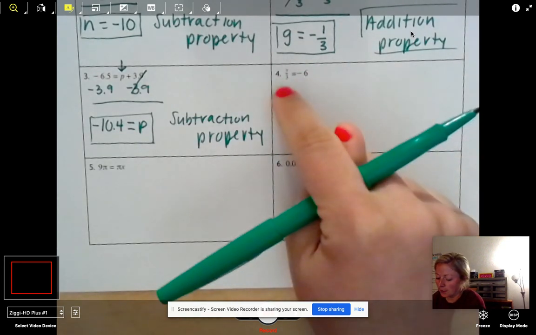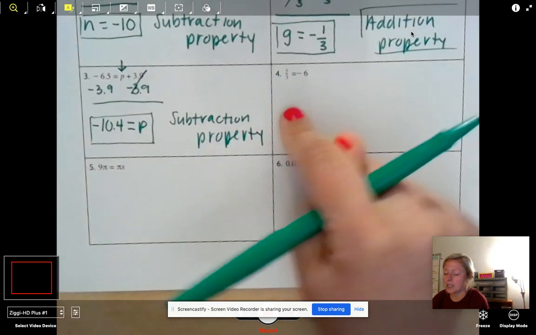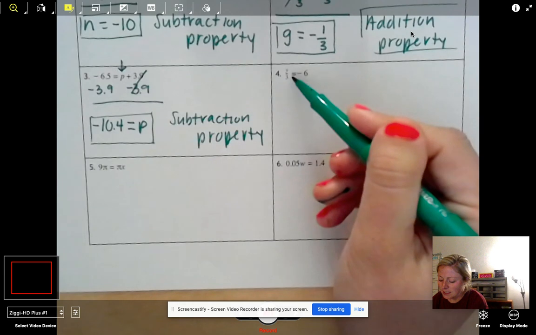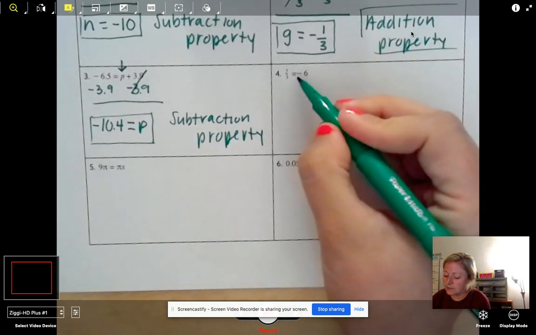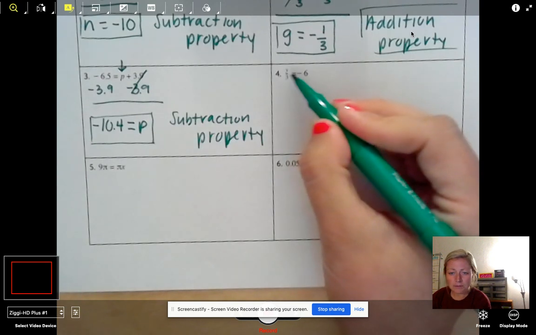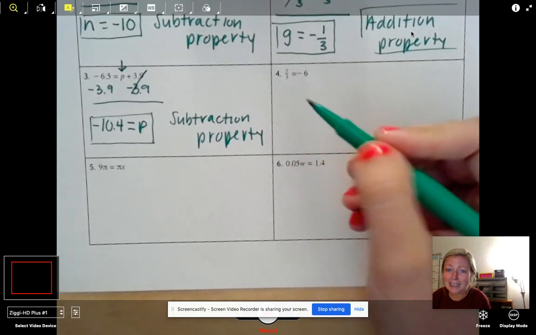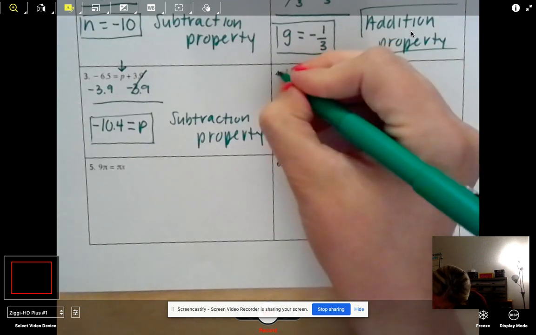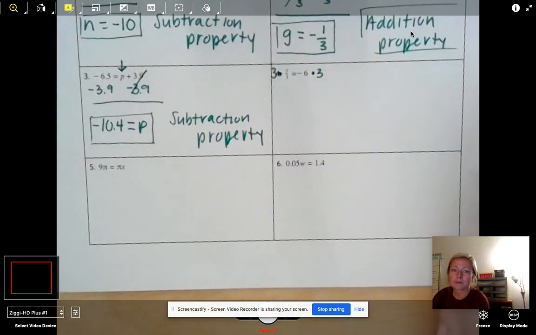Okay, number 4. This one says, I think it's a y. y over 3 equals negative 6. Now, a lot of times we kind of freak out because, how do you work with fractions, right? But don't fret. This fraction bar, spoiler, it really means to divide. So you're thinking, what's the opposite of dividing by 3? Well, we know that's multiply. So we're going to multiply both sides by 3 here.